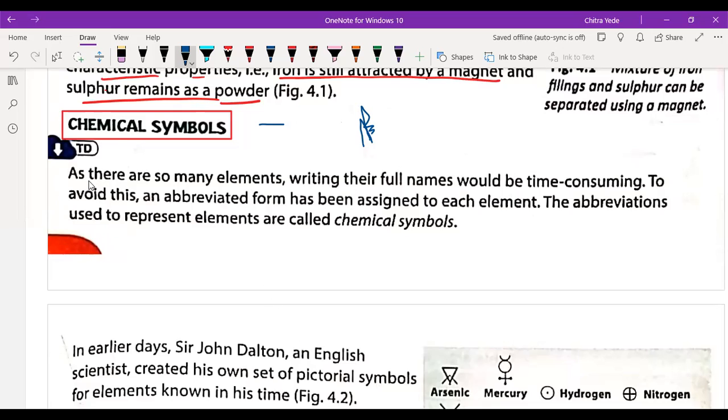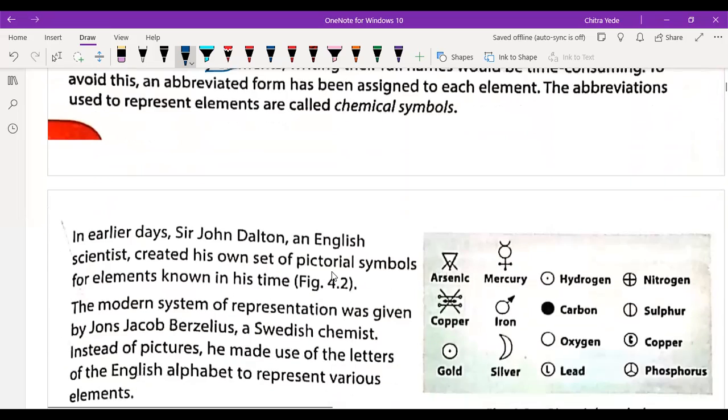Okay. So as there are so many elements, how many elements we have? Total 118 elements in our modern periodic table. Okay. So if you give a different symbol for each, it is given over here.